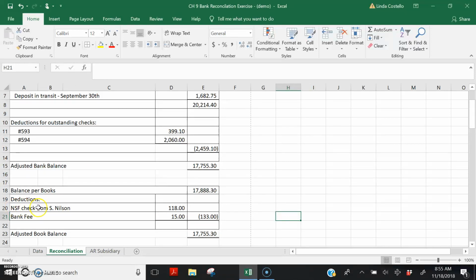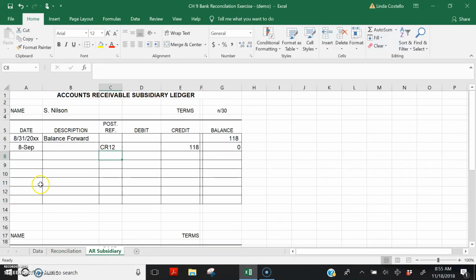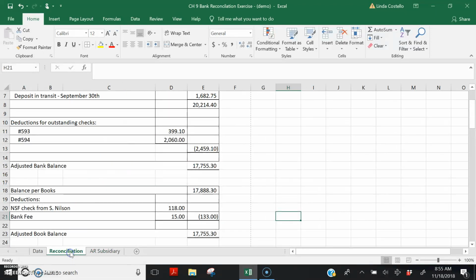The NSF check was originally received from our customer S. Nielsen in payment of her account. At the time we originally received her check, we debited cash and credited accounts receivable, leaving a zero balance on her account. However, her check bounced, so we're going to have to reinstate her accounts receivable. We will also need to record the expense for the September 30th bank fee.